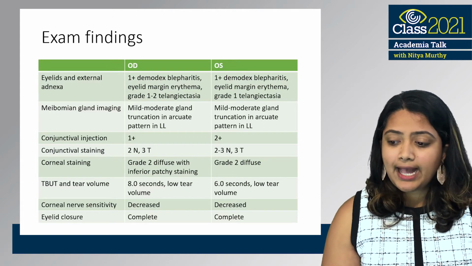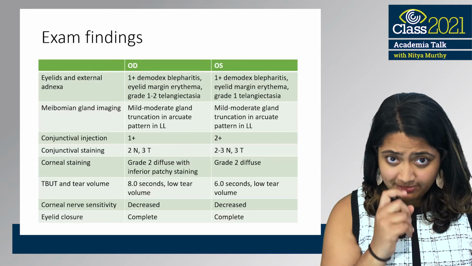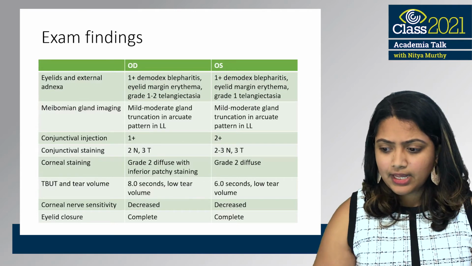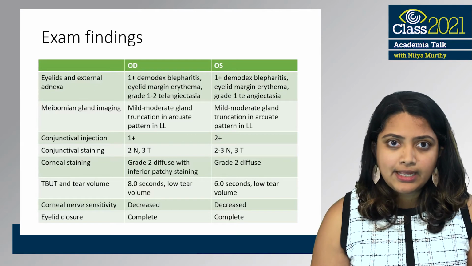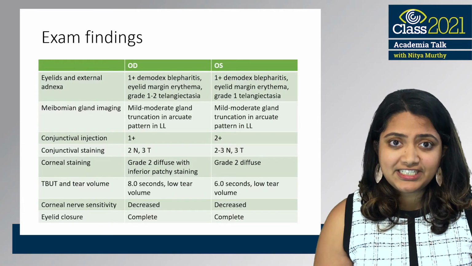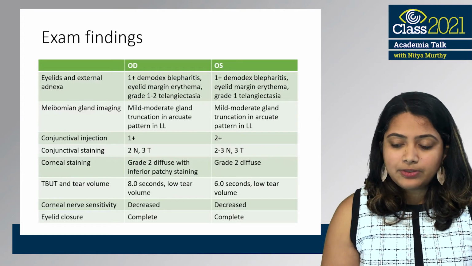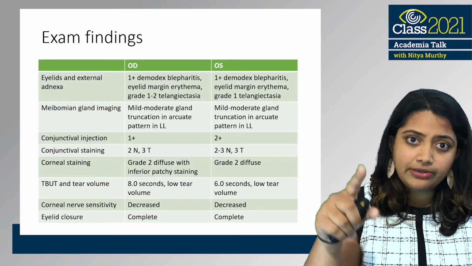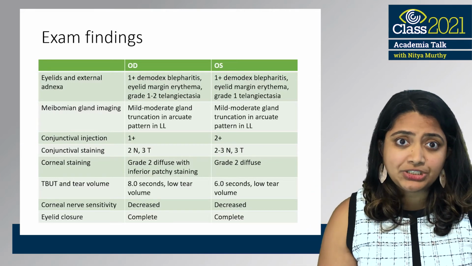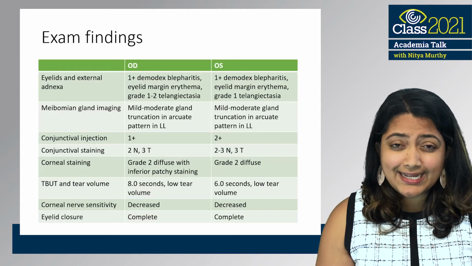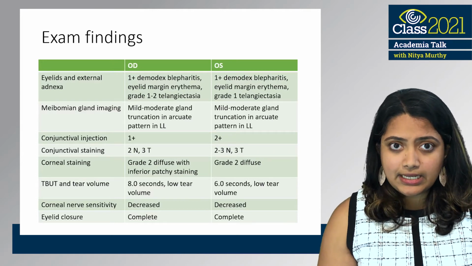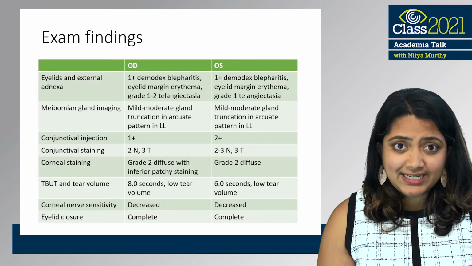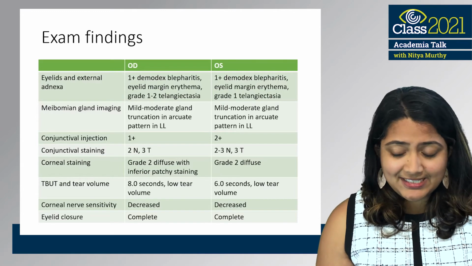She had grade 1 Demodex blepharitis in both eyes. She had eyelid margin erythema and 1 to 2 telangiectasia in both eyes. We did meibomian gland imaging, and she had that characteristic arcuate pattern of meibomian gland truncation that we see all the time in our contact lens wearers. And she had been wearing contact lenses for about 10 years, so no surprise there.